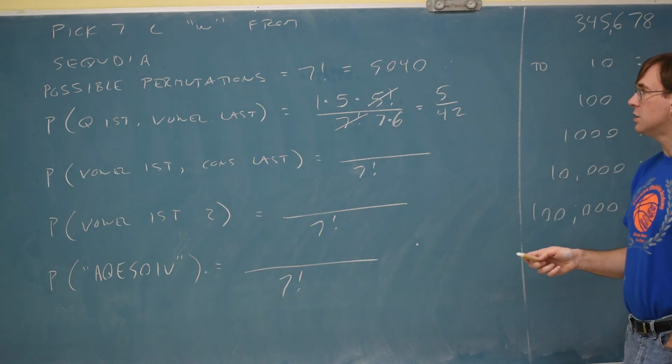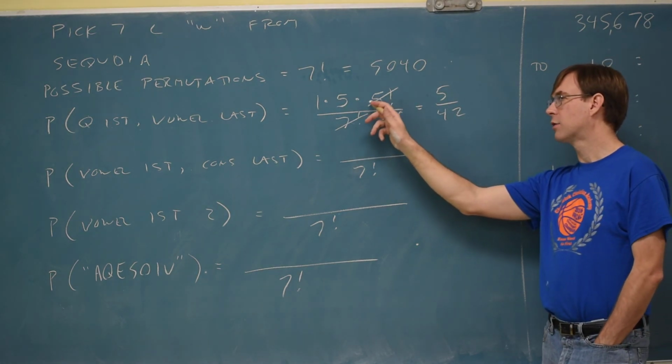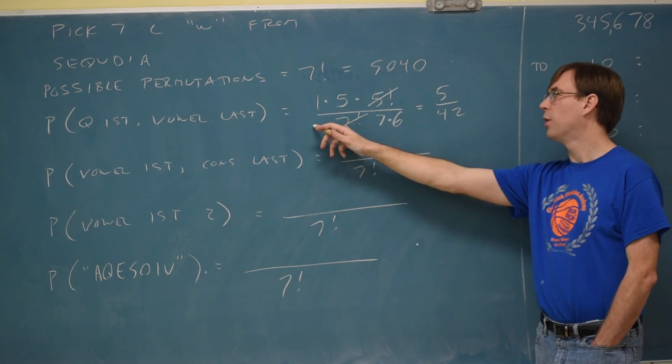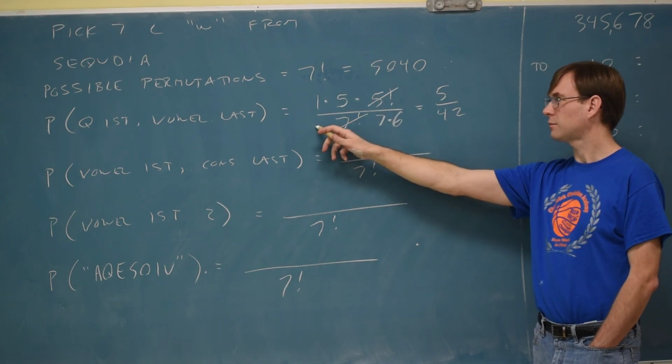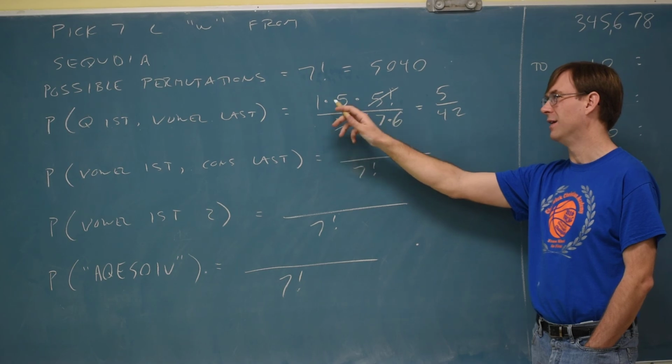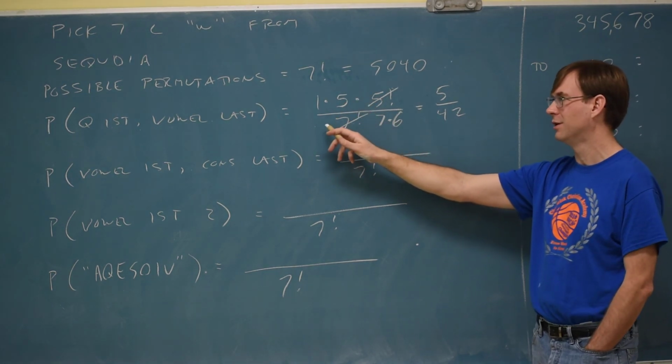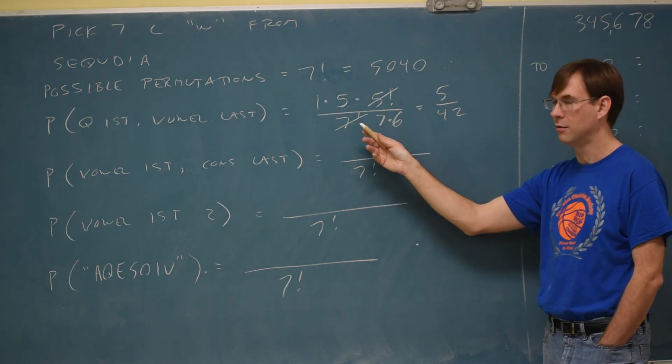I think it's easier to reduce by canceling the factorials with that trick than it is putting 5040 on the bottom, punching in the top, and having something like 1,000 over 5,000 and trying to reduce it.